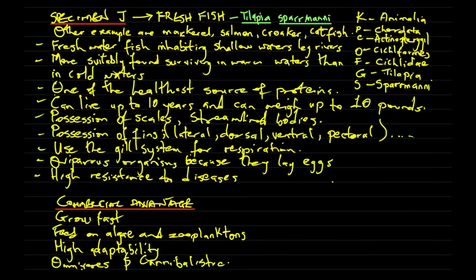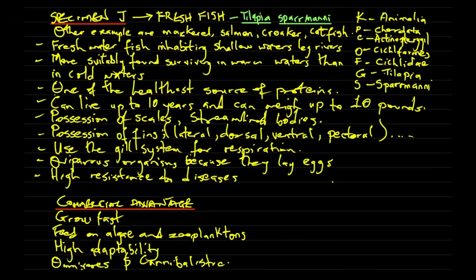These organisms make use of the gill system for respiration. Underneath their operculum, you have their gills, which are used for respiration. These organisms are oviparous in nature, that is, they lay eggs, and they have high resistance to diseases.